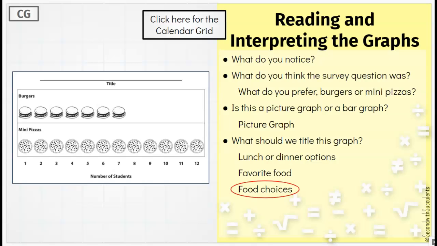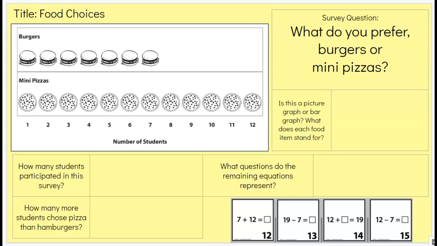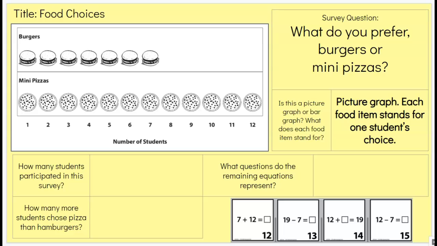Now for the next part, this is where you will need your whiteboard and marker because we're going to answer some questions about our graph using our calendar markers. Remember, when we have a graph this month, we'll have 4 equations that relate to that graph. Now we have our title of food choices up here. We know our survey question was, what do you prefer, burgers or mini pizzas? We also know that this is a picture graph. But what does each food item stand for? What does it represent? If you were thinking that each food item stands for one student's choice, give yourself a pat on the back.